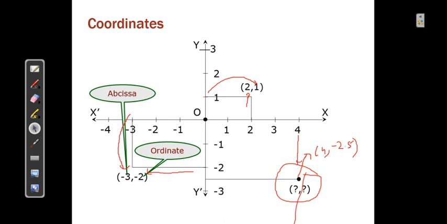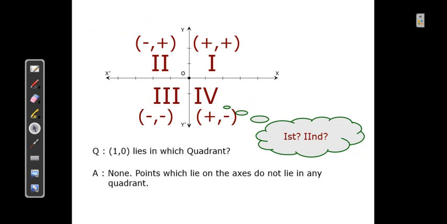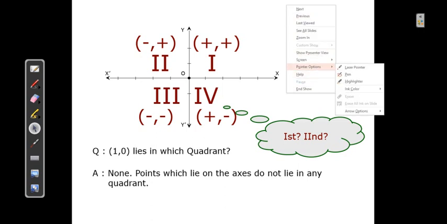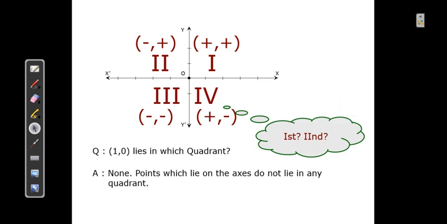I already told you these are the quadrants, but here is a very important question. In which quadrant will (1, 0) lie? Suppose this is 1, the coordinate is 1. In which quadrant will this point lie? The very important answer is in no quadrant. It lies on the x-axis. Points which lie on the x-axis do not lie in any quadrant. I hope the basics are quite clear now.